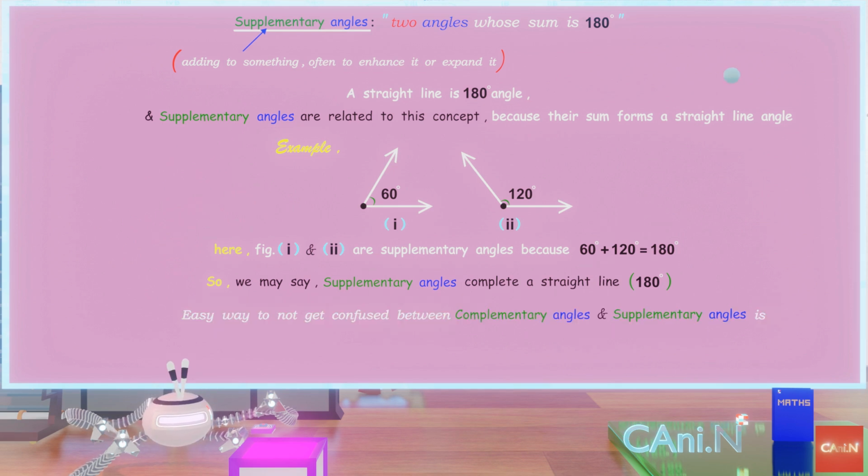An easy way to not get confused between complementary angles and supplementary angles is: complementary starts with the letter C and supplementary starts with the letter S. Here, letter C comes first in alphabetical order. Also, number 90 comes first in numerical order. So, assign letter C with number 90 and letter S with number 180.